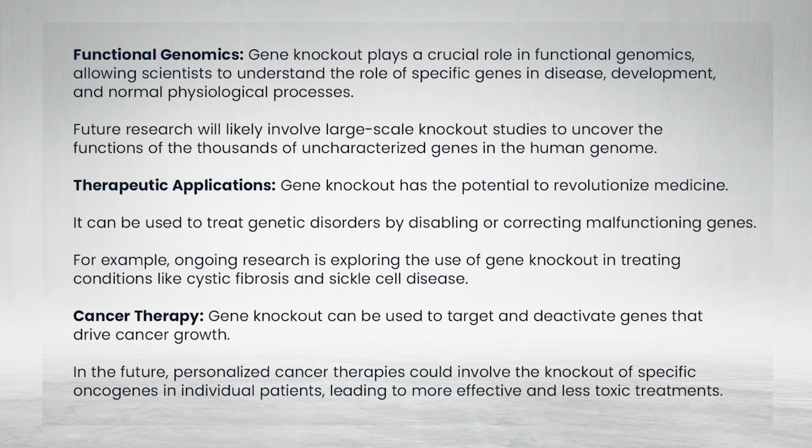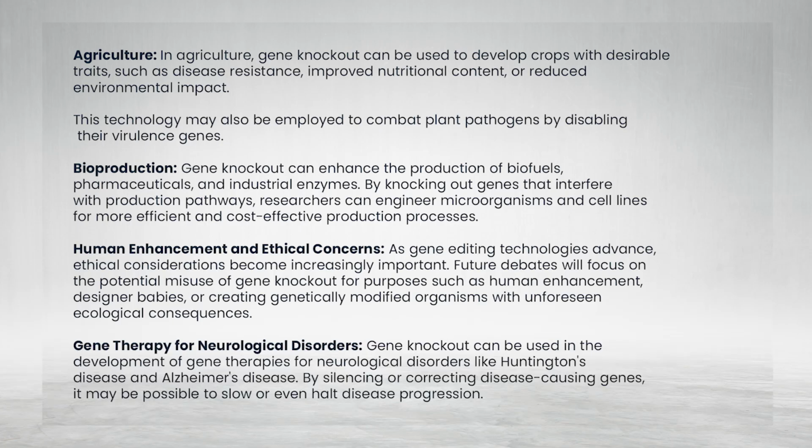Next is cancer therapy. Gene knockout can be used to target and deactivate genes that drive cancer growth. In the future, personalized cancer therapies could involve the knockout of specific oncogenes in individual patients, leading to more effective and less toxic treatments. In agriculture, gene knockout can be used to develop crops with desirable traits such as disease resistance, improved nutritional content or reduced environmental impact. This technology may also be employed to combat plant pathogens by disabling their virulence genes.